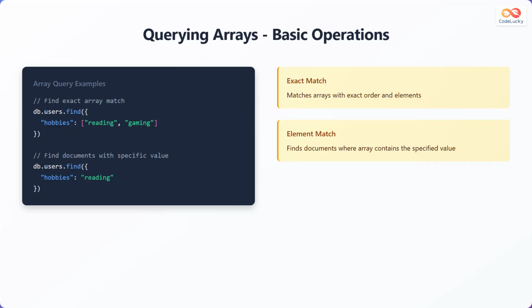MongoDB provides powerful ways to query arrays. You can perform exact matches or search for documents containing specific values within an array. For an exact match, the query will only return documents where the array has the exact same elements in the same order. For example, to find users with the exact hobbies array containing reading and gaming, we use db.users.find. To find documents where the array contains a specific value, such as reading in the hobbies array, we can specify the value directly in the query.